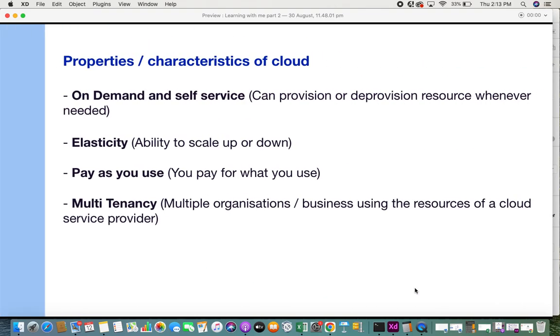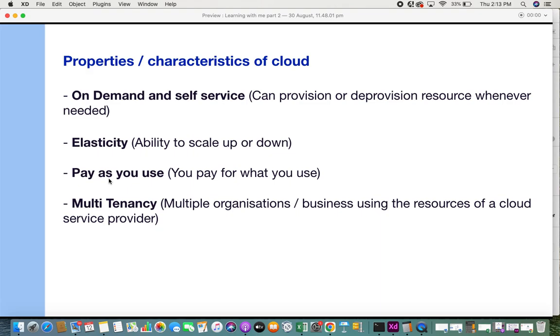There are some properties or characteristics of the cloud, part of what I explained in the previous slide. On demand and self-service is one characteristic, where you can do it on your own. You can provision resources whenever required, so it's self-service as well as on demand. The next point, as I said, is elasticity, the ability to scale up and down at any point of time.